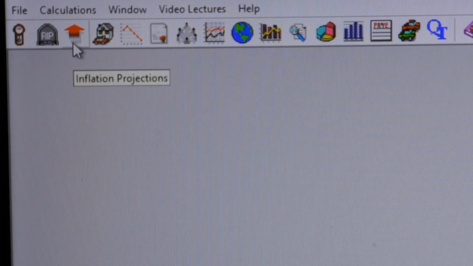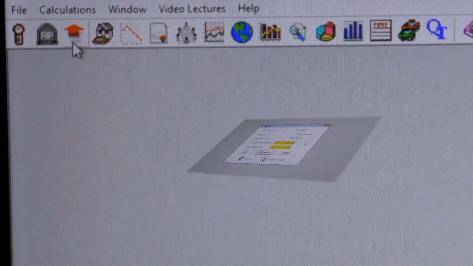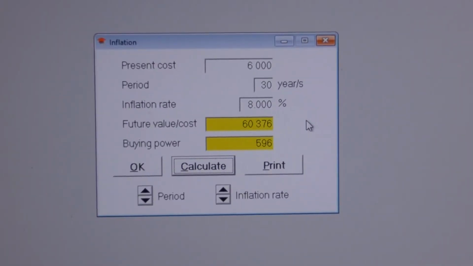This icon will access inflation projections. This calculator shows the evils of inflation and, more than anything else, shows the necessity of investing for the future. If we take an item costing 6,000 Rand today, then with inflation at say 8%, the calculator displays the projected cost in 30 years' time would be over 60,000 Rand.